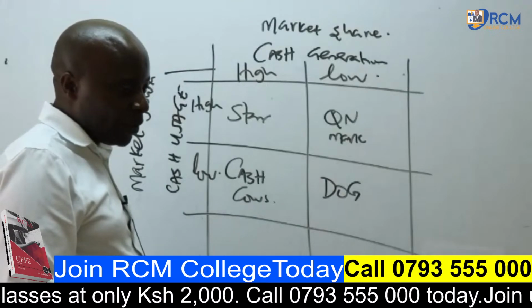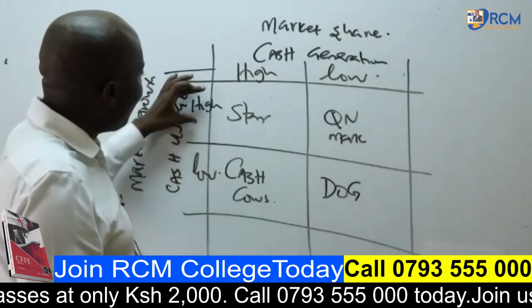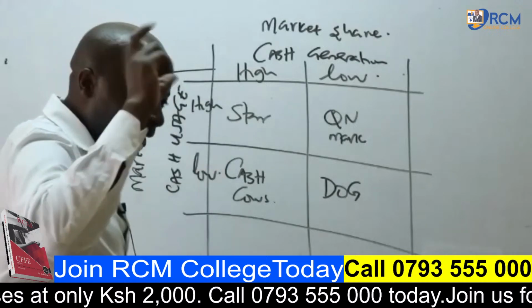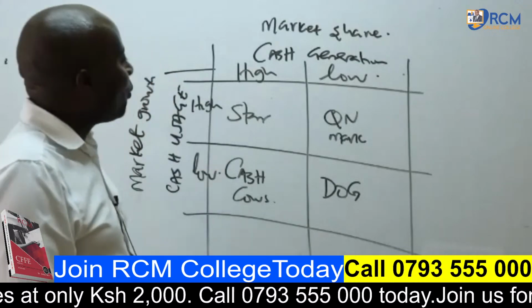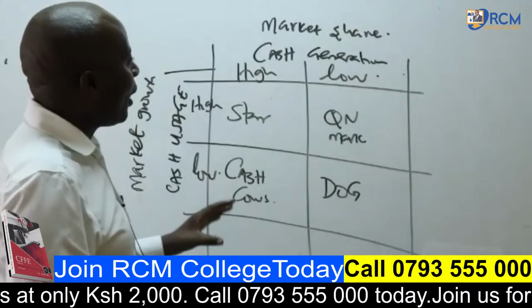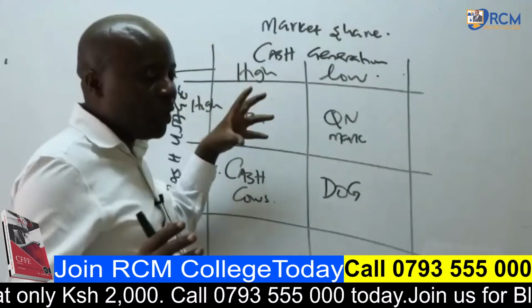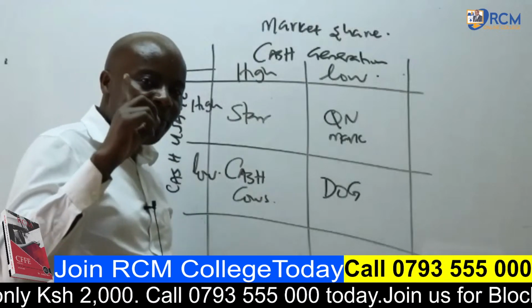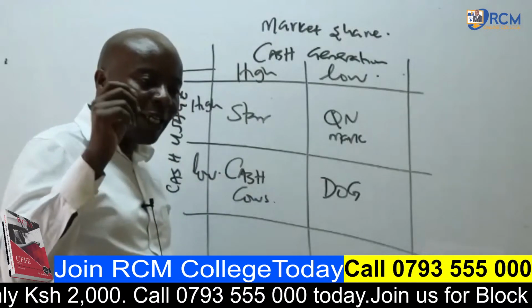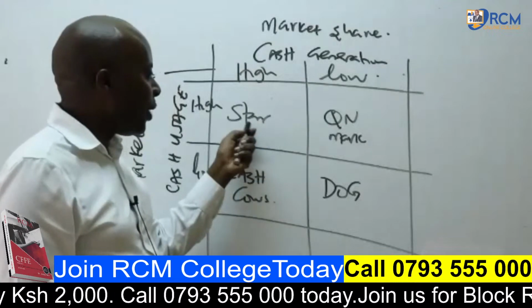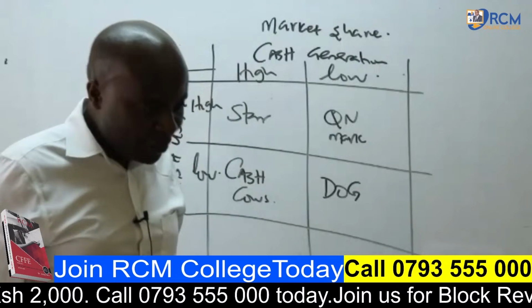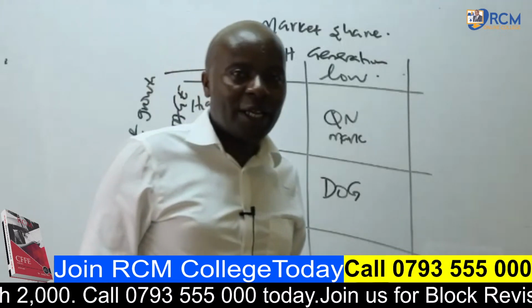Now listen, my good students. If, for example, I advertise highly, and for sure the cash generated because the market share is growing is so high, then I'll say that the product I'm having is called a star. That is a star product. Shining, like Aerial.